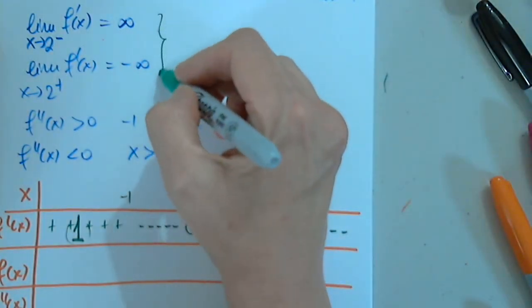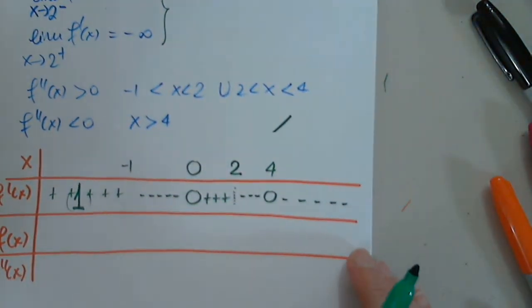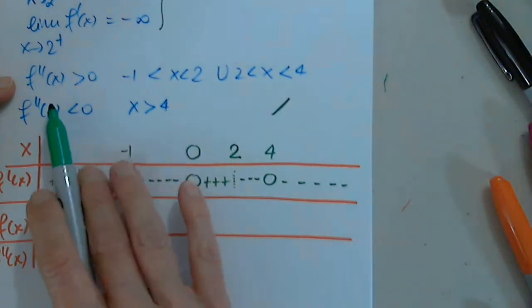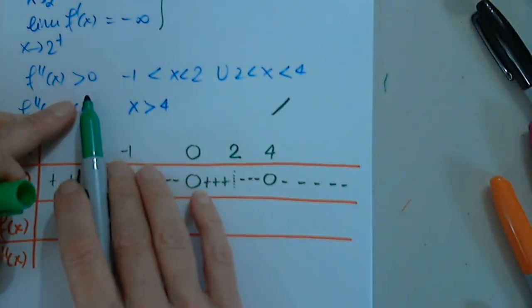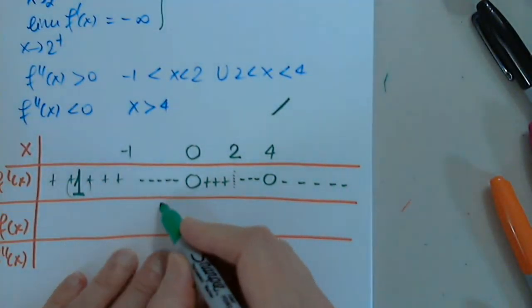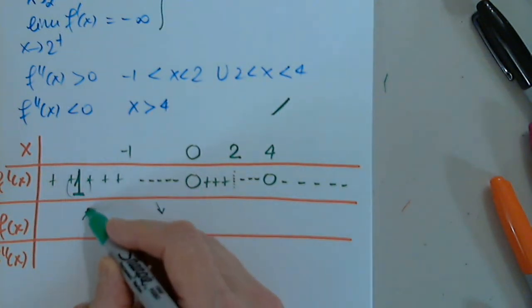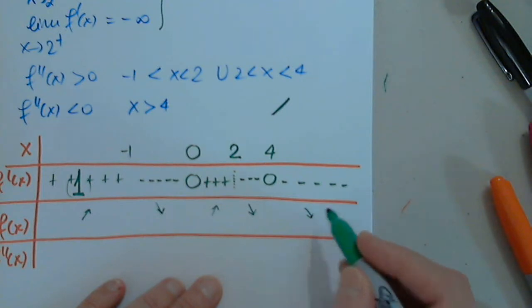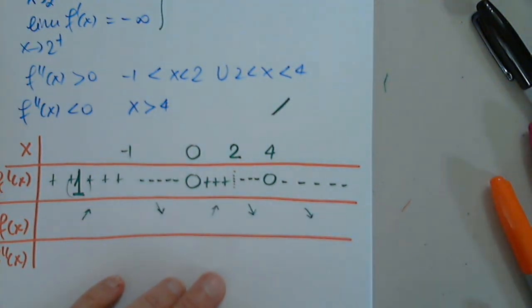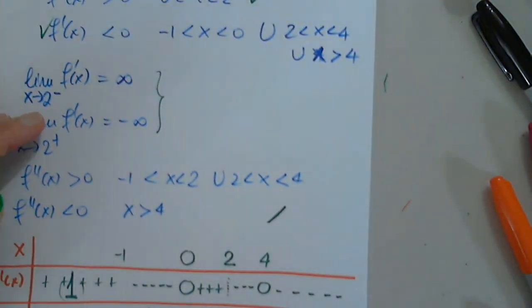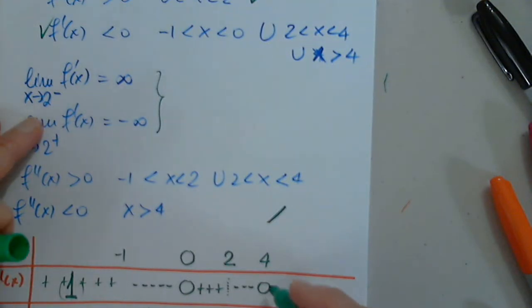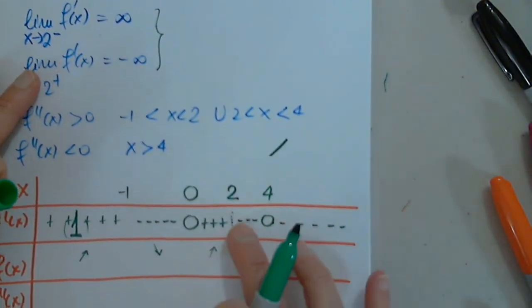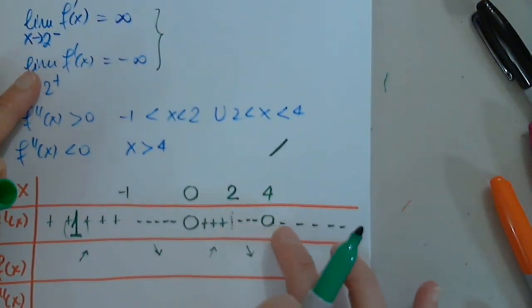So I'm jumping over this for a second to go to the second derivative. Second derivative is positive. So of course this means that the function is decreasing here, increasing here, increasing here, decreasing here, and decreasing here. Okay. And of course this is not a max-min because the first derivative does not change sign.